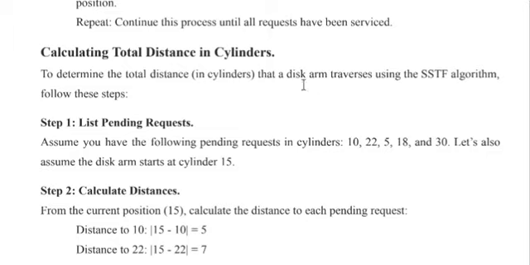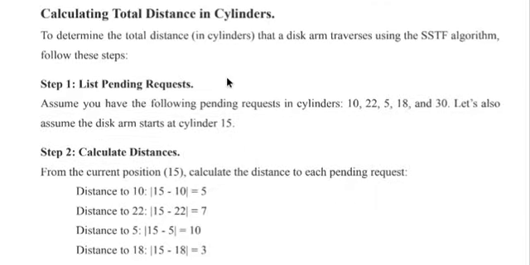Calculating total distance in cylinders. To determine the total distance in cylinders that a disk arm traverses using the SSTF algorithm, follow these steps. Step 1. List pending requests. Assume you have the following pending requests in cylinders: 10, 22, 5, 18, and 30. Let's also assume the disk arm starts at cylinder 15.